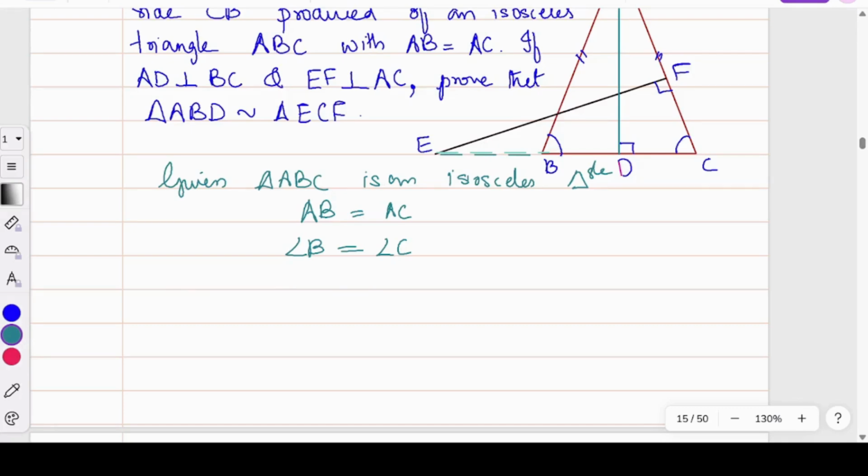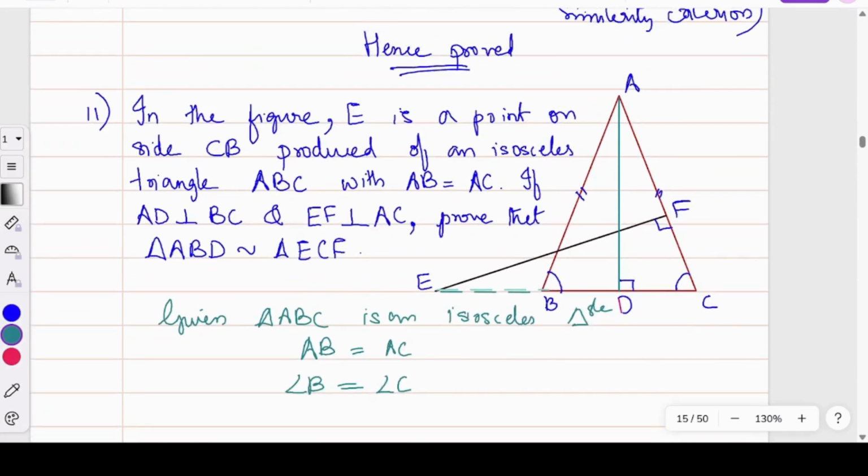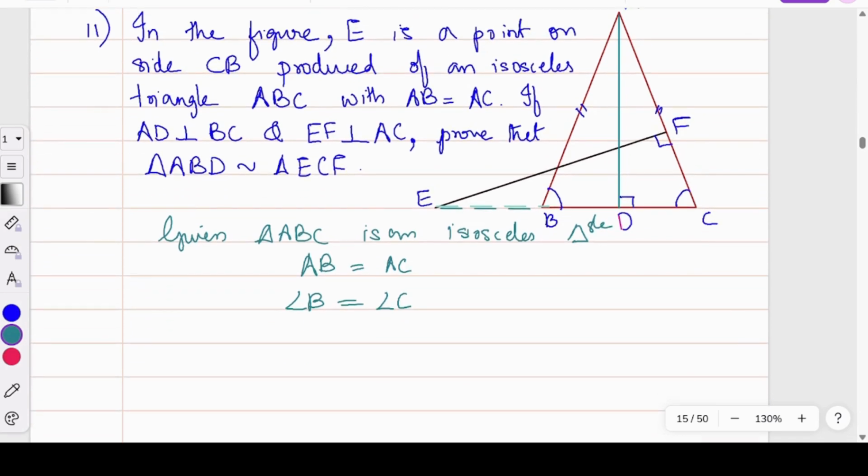Okay, now let's do the question number 11. In the figure, E is a point on the side CB produced of an isosceles triangle ABC. That means what? If triangle ABC is an isosceles triangle, also given what? AB equal to AC. Therefore, automatically what will become? Angle B is equal to angle C. Also given here what? AD is perpendicular to BC and EF is perpendicular to AC.